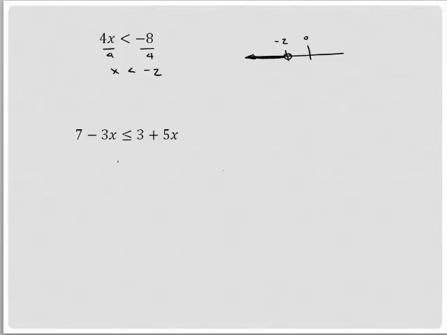Okay, here's another problem. Now what we need to do in this problem is combine like terms. So let's subtract 3 first. And I'm writing down the algebra. I know you have the skills, but 4 minus 3x is less than or equal to 5x.